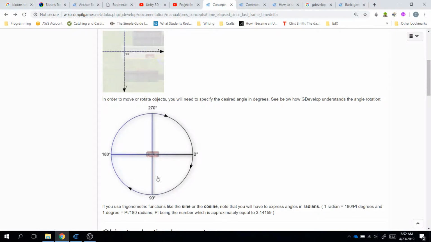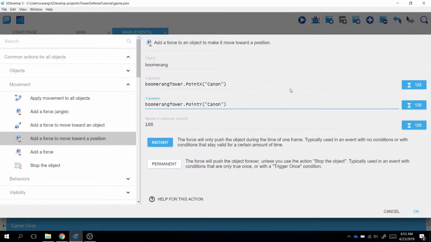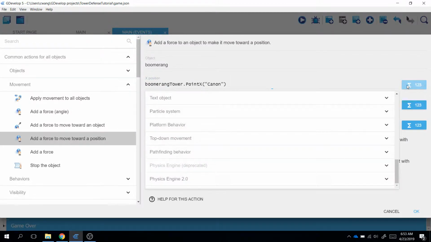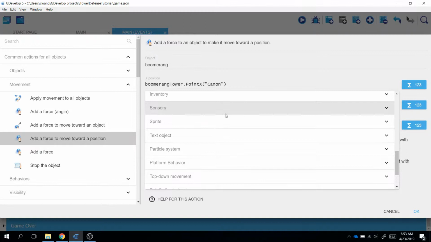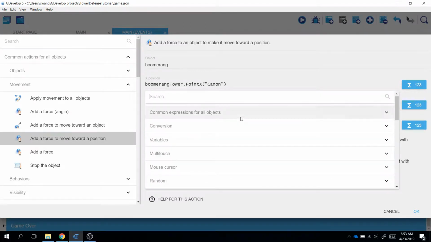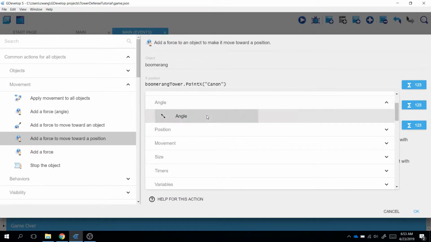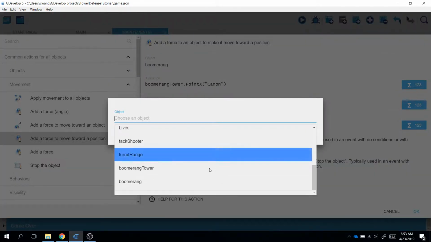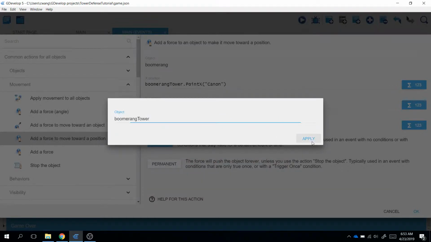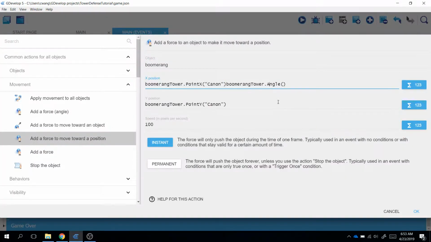Alright, so let's try to take into account the angle. So I'm going to look in here. I'm going to see if there's something I can do with angle. It's probably all objects, probably angle. Oh, there's angle. And it's going to be the BoomerangTower angle. Alright, so I've gotten the BoomerangTower angle. And let's just go ahead and multiply it, just to see what it does.